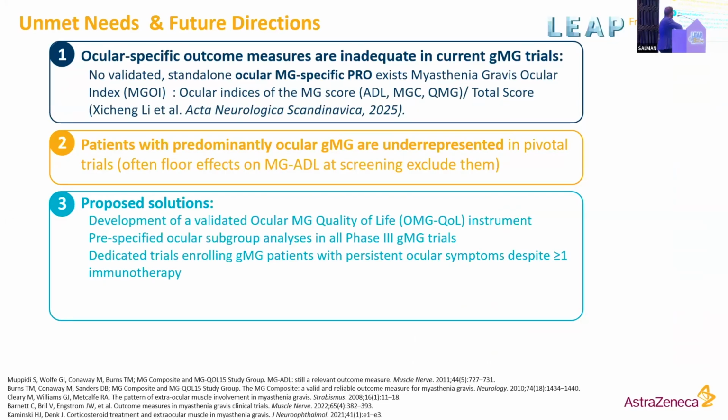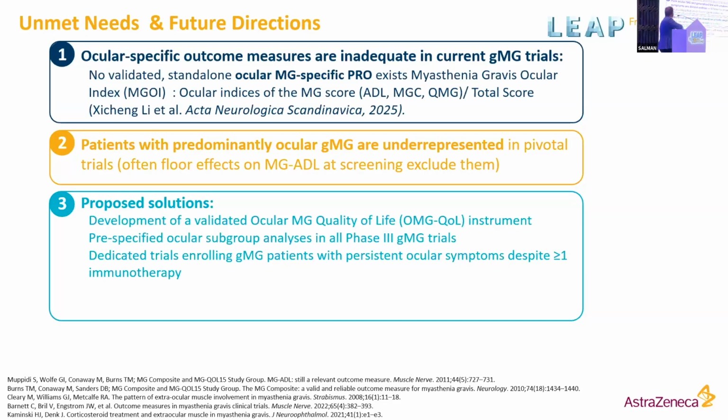Patients with ocular symptoms are not really represented in trials, because the floor effect on the MG-ADL tends to exclude them. And we need to have some kind of objective ocular quality of life measure for these patients. You also need to do subgroup analysis for the patients with ocular symptoms in the generalized myasthenia studies. Most of these results are coming from post-hoc analysis, so you really need to design trials looking specifically at those patients who have the ocular form, which is not really responsive to the treatment that is given.